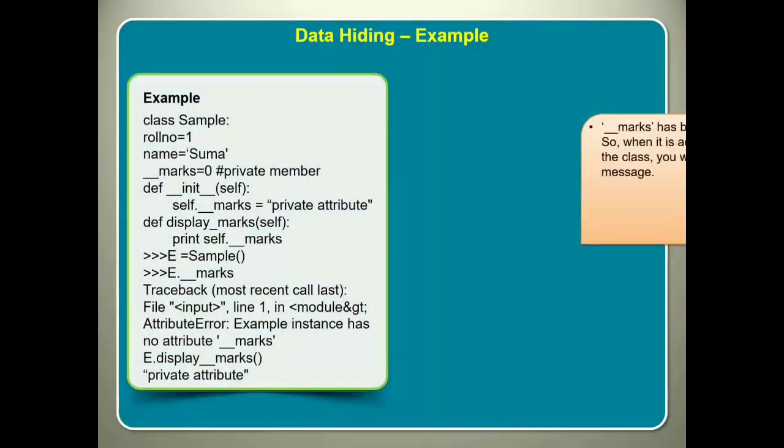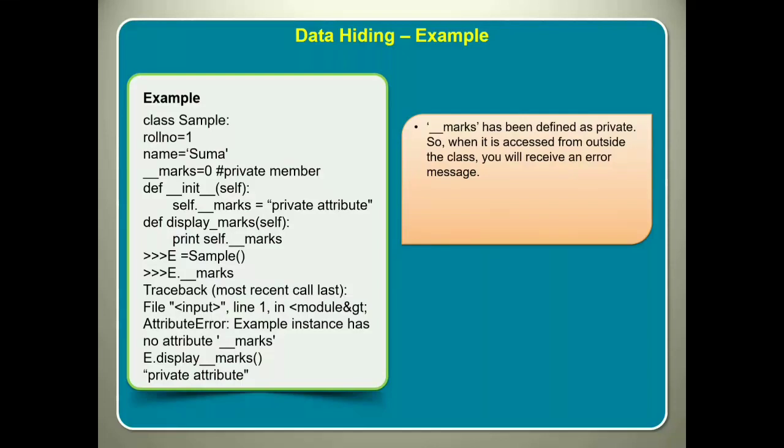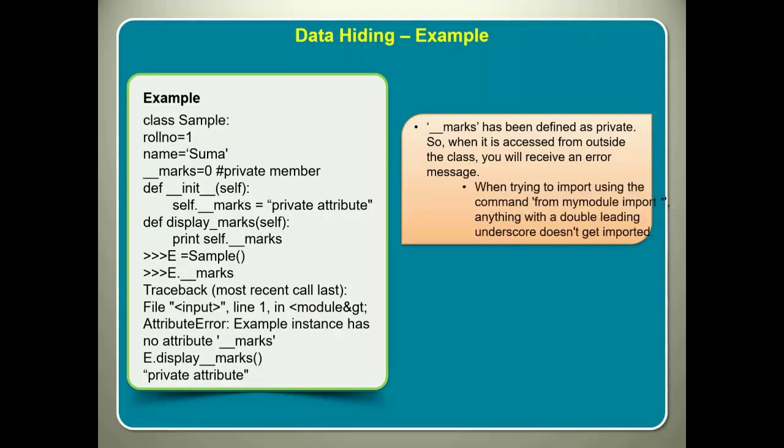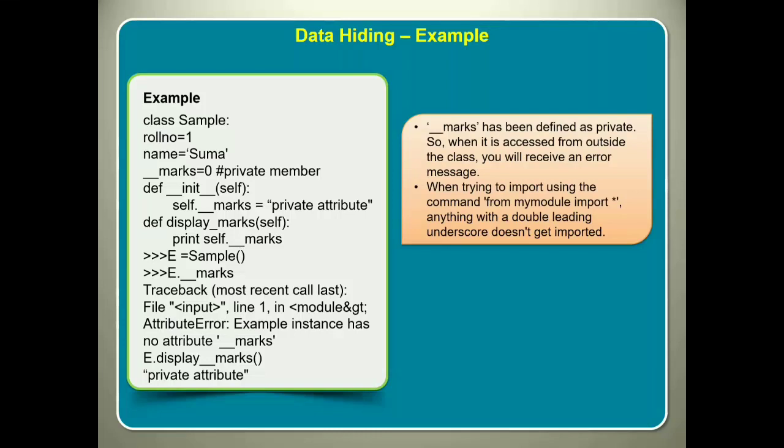In this example, __marks has been defined as private. So when you access it from outside the class, you will receive an error message. Also, when you try to import using the command from my module import star, anything with a double leading underscore doesn't get imported. However, you can access the private members as shown in the following example.